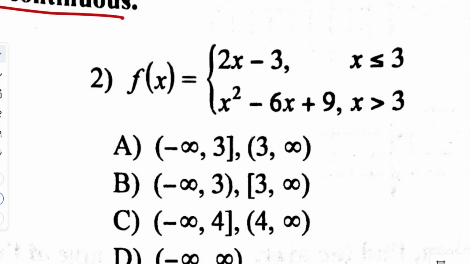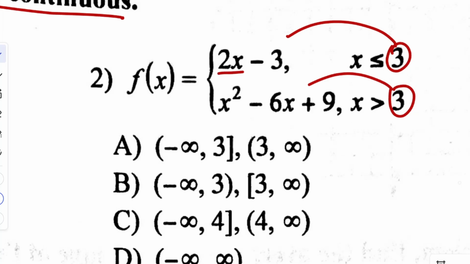So this one, number 2, same thing. We're just going to plug in 3, the boundary between the two segments, as an x value into each function. So here we get 6 minus 3, so our output is 3. We plug in 3 into the other and we get 9 and 9 and negative 18. So that one is 0. So it doesn't match up, so it's a discontinuity at x equals 3.